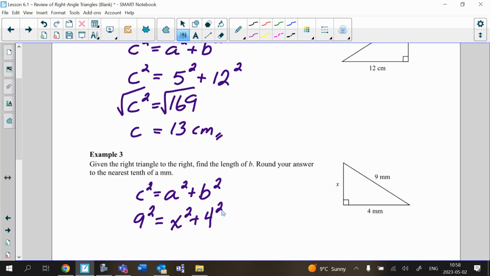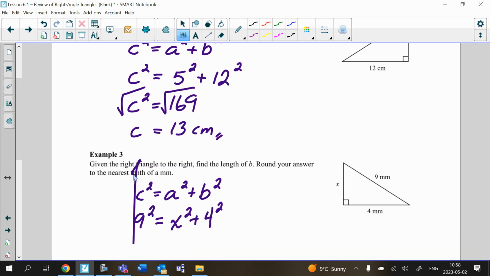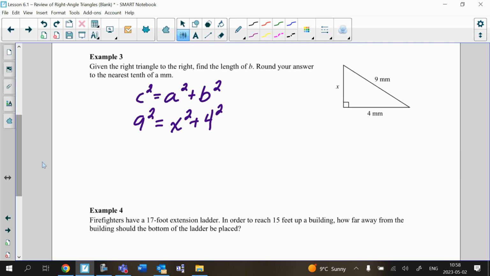So 9 squared is 81, equals X squared plus 16. Subtract 16 from both sides, and X squared will equal 65. Therefore, we take the square root to get the answer.